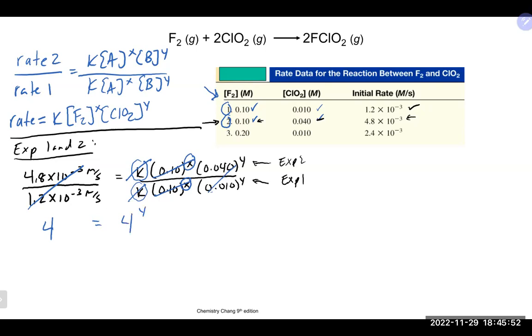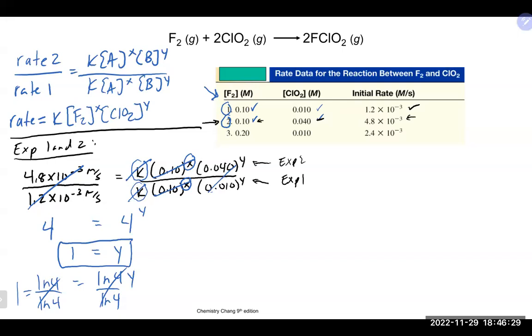At this point, you could probably see that Y should equal 1 in this case. By the way, if we didn't have pretty numbers, you could take the natural log of both sides and divide. So you could take the natural log of 4 equals Y times the natural log of 4. That will bring the Y down. You can divide by the natural log of 4 on both sides. You don't really need to do that in this case, but you get 1. If you don't have a pretty number, that's the way you can solve it if you would like to do so. That tells us that the order for Cl2 is basically first order.